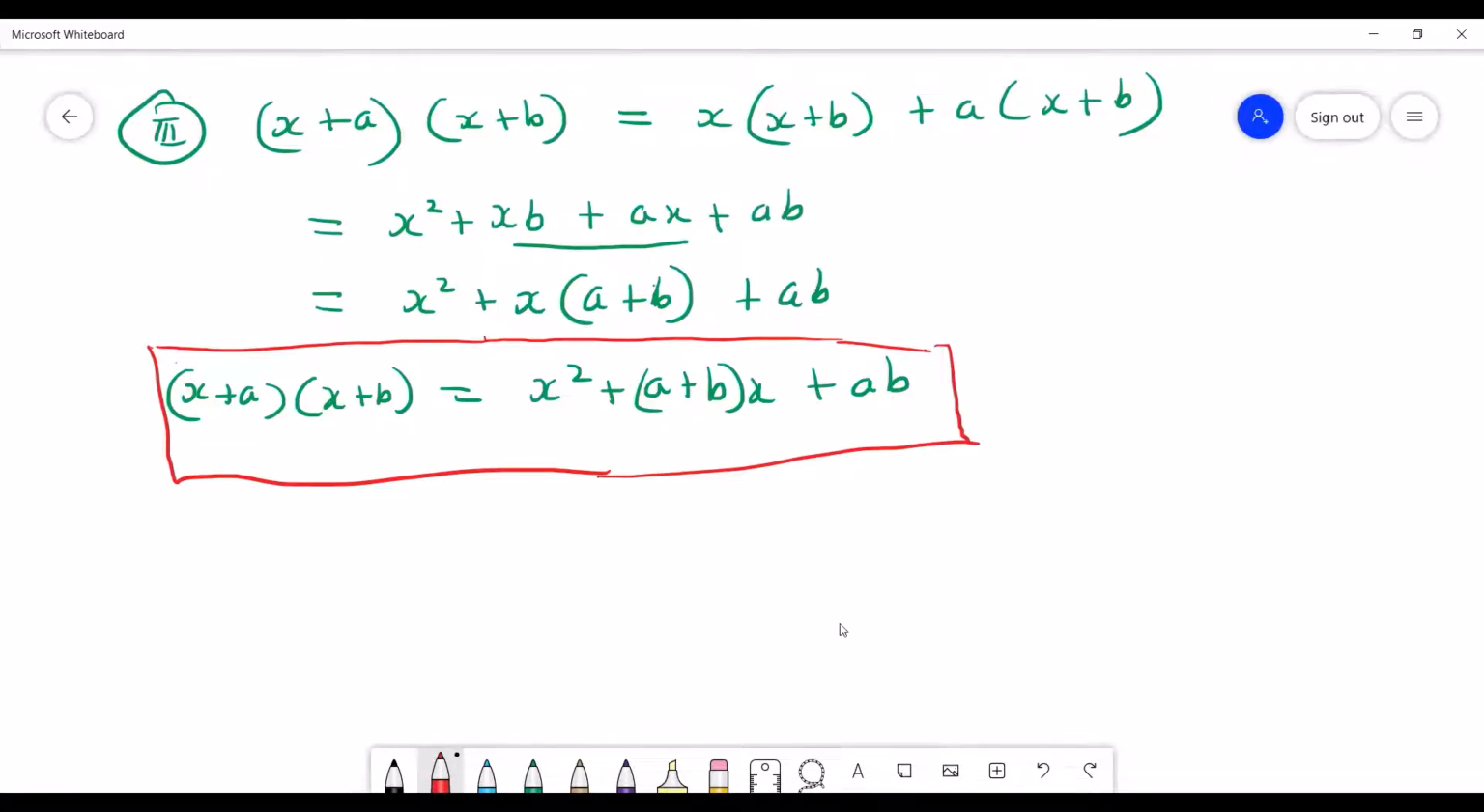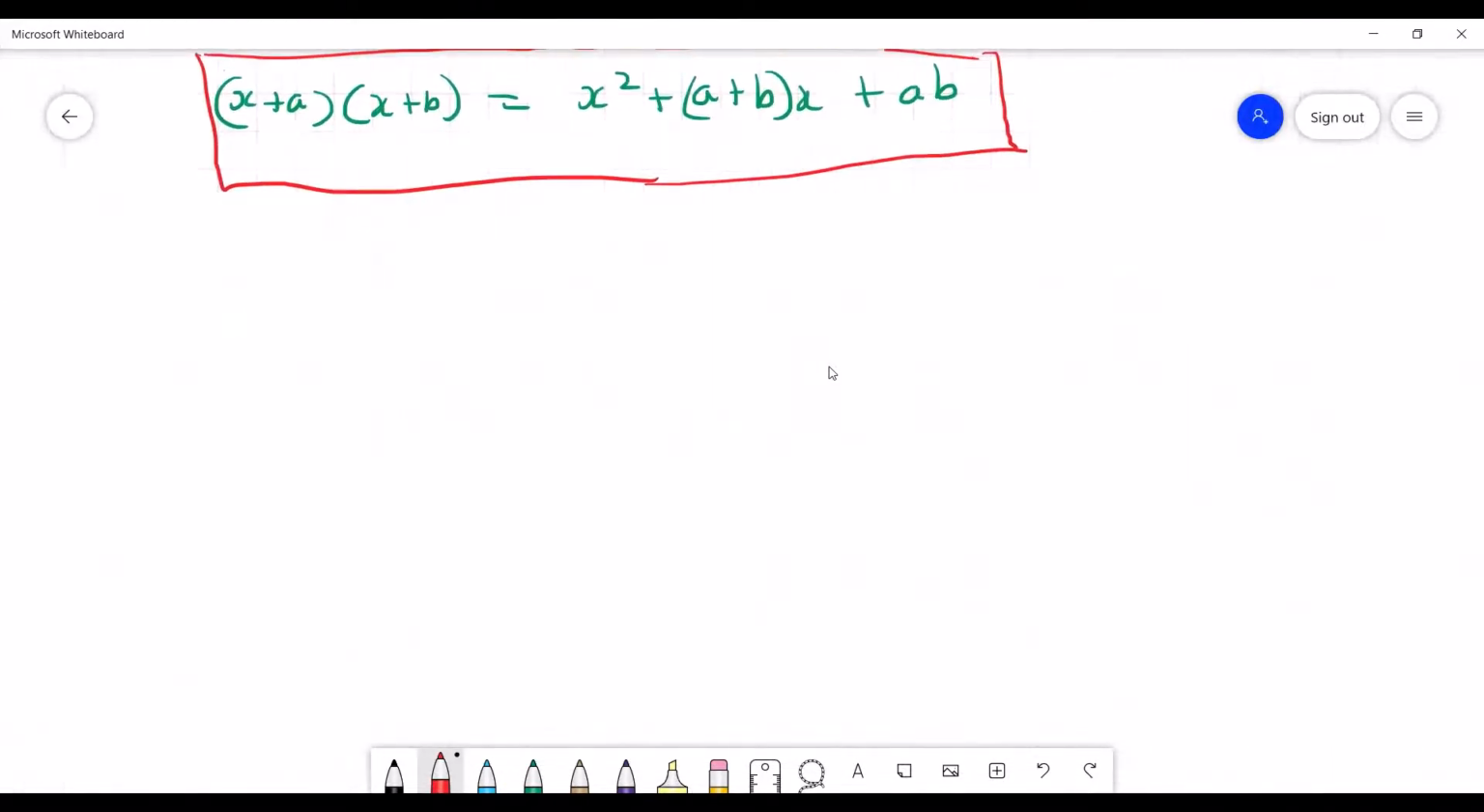So remember all these three identities. Now let us come to the application of AI. AI means algebraic identity. In future, artificial intelligence is also known by AI, so don't misunderstand. Here I am writing it for algebraic identities.